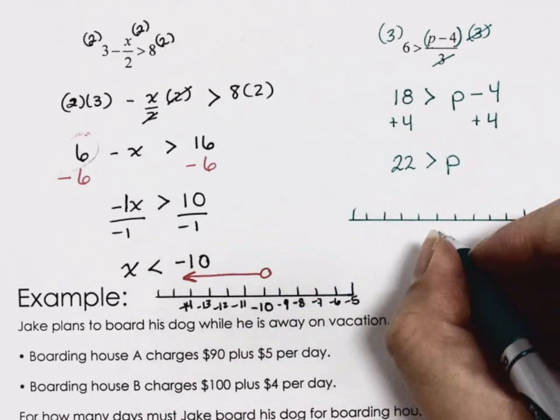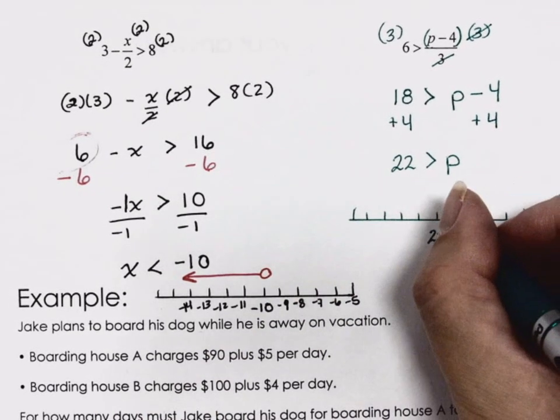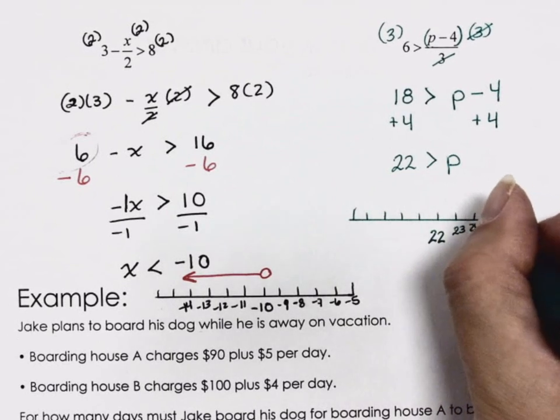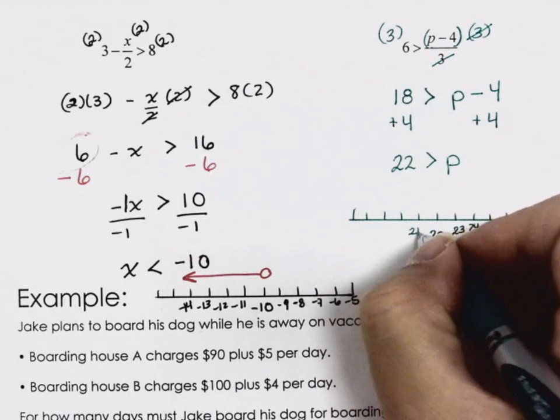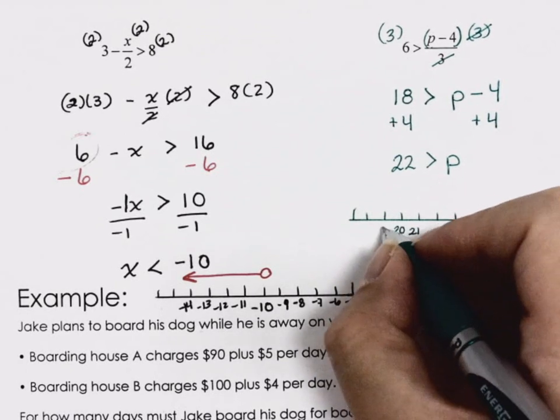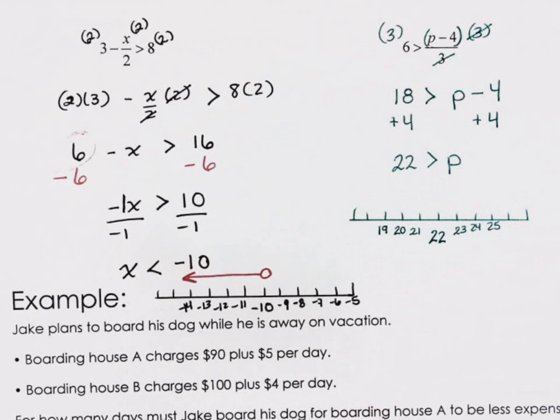So I drop 22 right in the middle of the number line, and then values greater than 22 are 23, 24, 25. Values less than would be 21, 20, 19. I'm getting a little lazy, I'm not filling in all my increments.